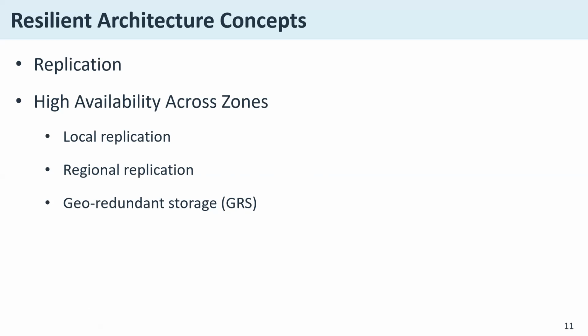So here we want to look at replication: local replication, regional replication, geo-redundant storage. That's why most cloud computing services like Azure, AWS, and GCP normally have data centers in different parts of the world. This is going to help them provide a very resilient architecture.